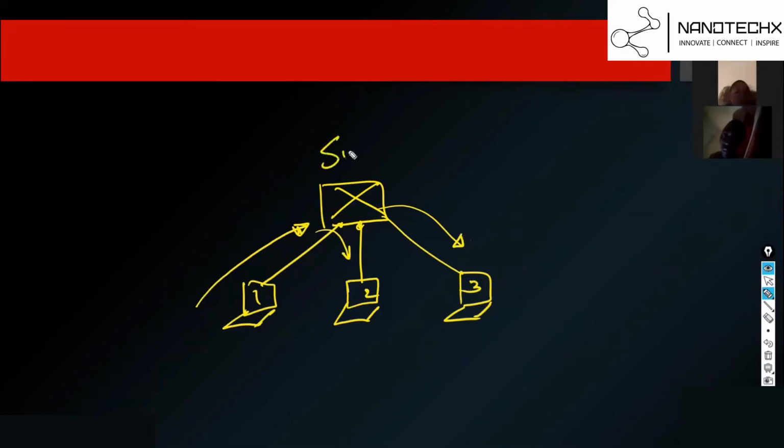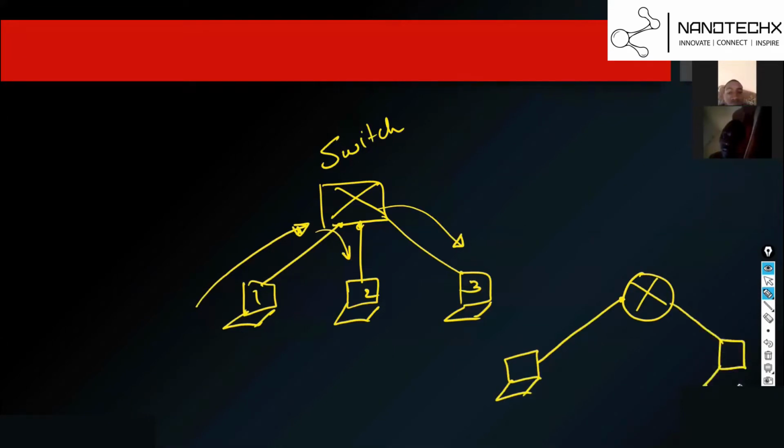Then we have a second type of device which is called a router. So what happens in the case of a router? If one side sends a broadcast, then it will not be forwarded to the other side. So if this one sends the broadcast, then it will not reach 5. It means routers divide the broadcast domains.